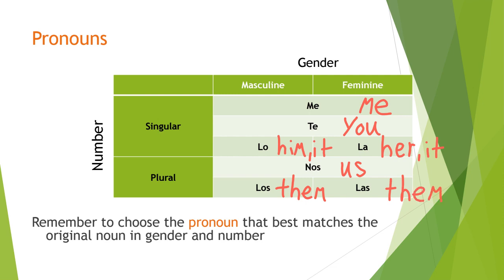It's just a group of girls. Los could also be you all, like ustedes. And same with las, it could be you all as well. So remember to choose the pronoun that best matches the original noun in gender and number. So you can use this chart to do that.